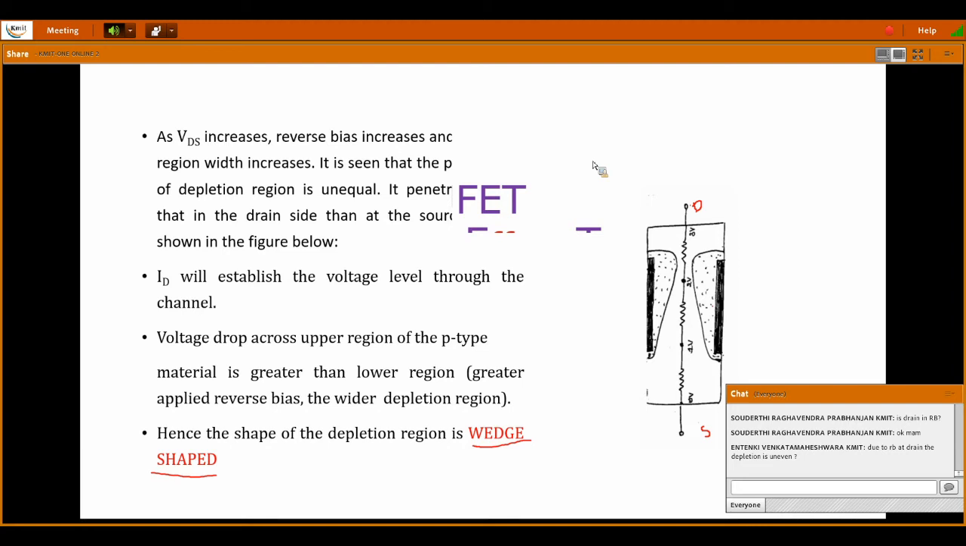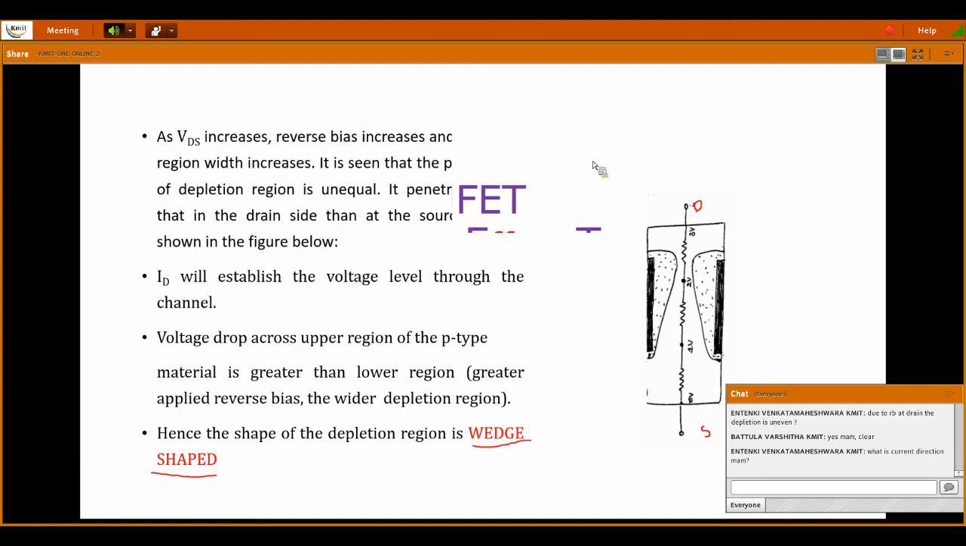Till this uneven distribution of depletion layer. So if you have understood, then we will move on to the next part. So this is the main core concept of our JFET. Very good. Okay. Now after this, what happens?